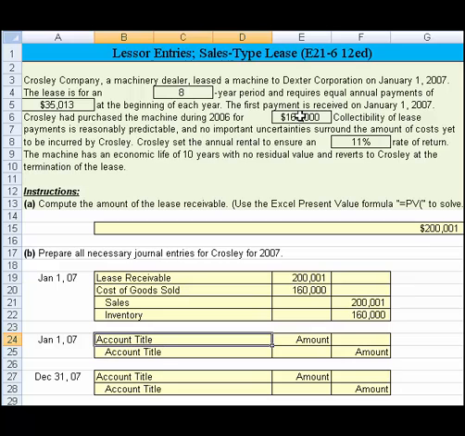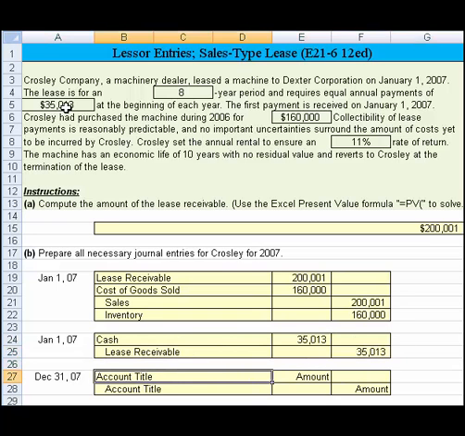Okay, on January 1st, 2007, we also received the first payment. So we would debit cash and reduce the lease receivable. And we would do that for the amount of the $35,013. And then the last entry, at December 31st, we need to record an adjusting entry for the interest rate that's built into the lease. So we would debit interest receivable and credit interest revenue.